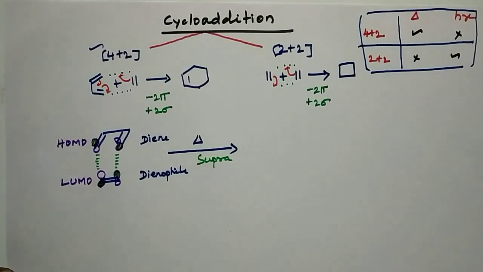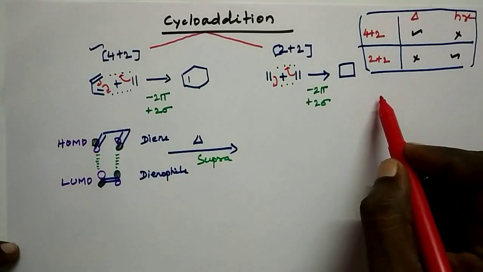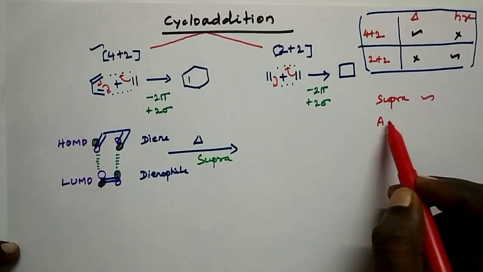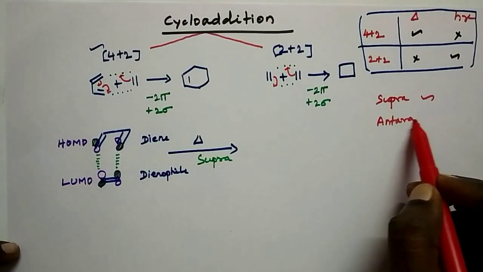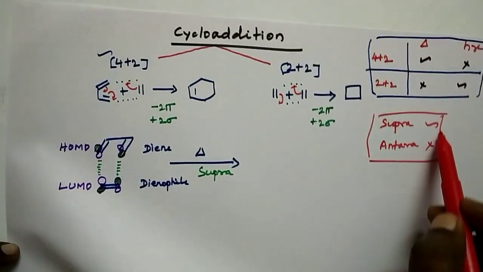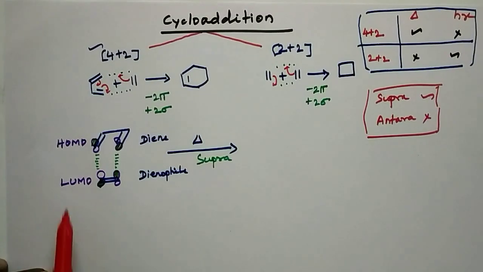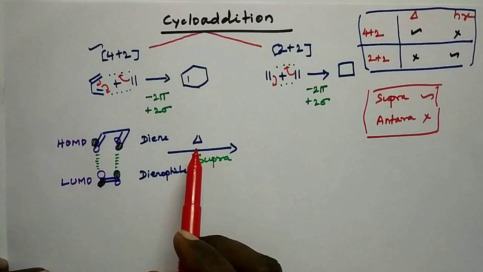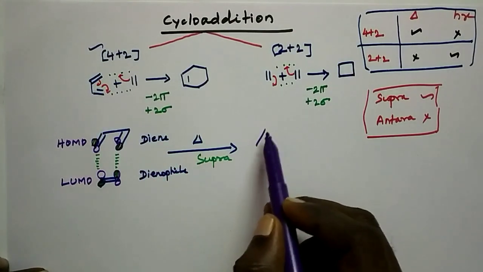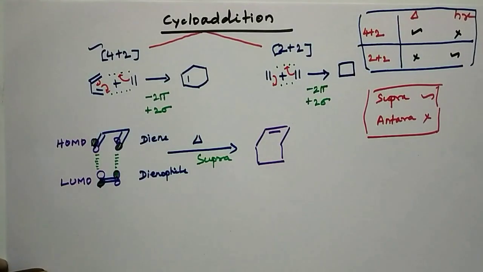Always remember, especially for these two cycloadditions, 4 plus 2 and 2 plus 2, supra is allowed. Antarafacial is forbidden. So in this case, we get supra when we perform the reaction thermally. So the reaction is allowed. So we get the product.